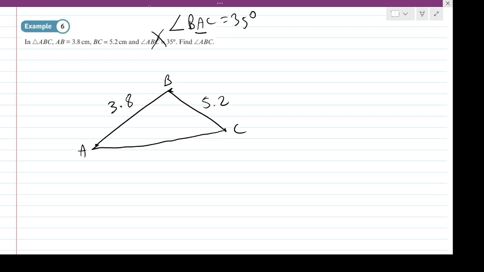But we also know angle BAC is 35. Now the angle in the middle is A, so it's going to be at A. So the angle here is 35. We need to find angle ABC, so that's going to be here, which I'll call theta. So actually this time we need to find an angle, not a side. But that's not a problem.